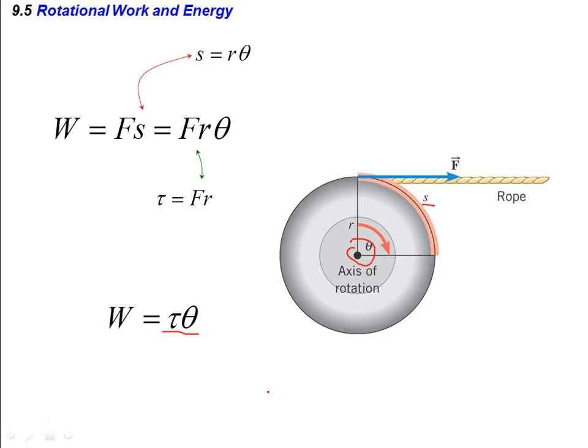or the torque times the angle through which we rotate, which should make sense in that work is typically a force times a distance, and this is a rotational force times a rotational distance. So it remains true with our previous relationships and equations.